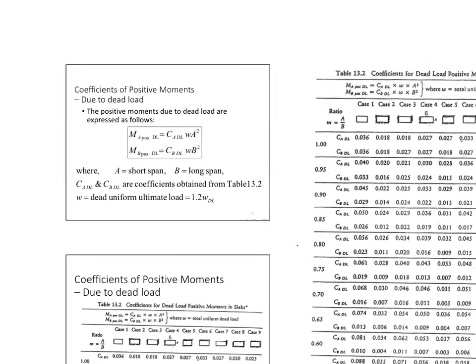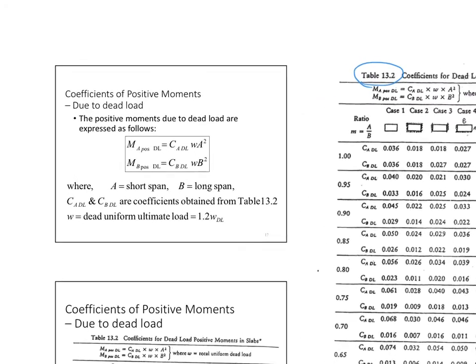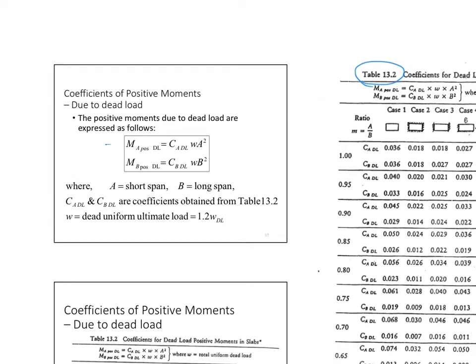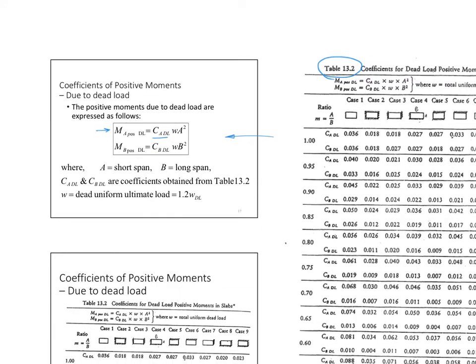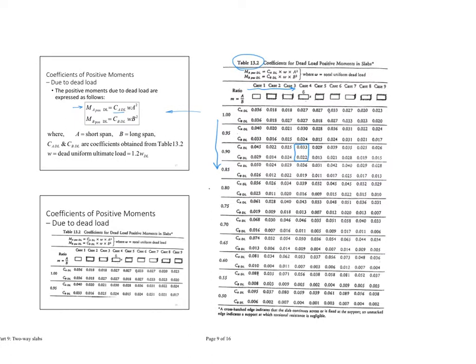Let's take a look at the dead load first. The dead load comes from table 13.2, and that value will be the positive moment of dead load only, this is the first side, equals the coefficient of the dead load, which comes from this table, exactly the same way. We find M, we pick the case number, and then we pick up the two coefficients. What are the two coefficients? CA and CB. Remember that there's always a number here.